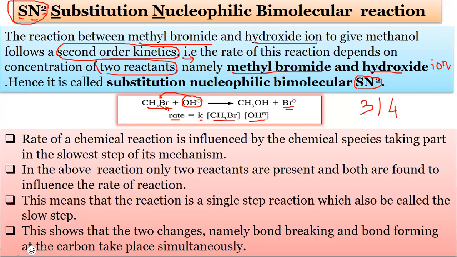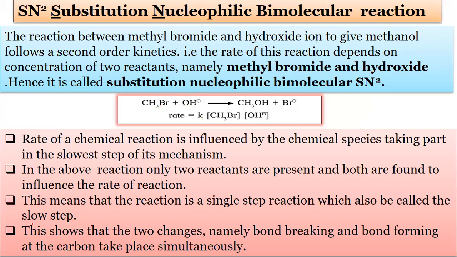So all of you understand why it is called the SN2 reaction? Because this is the second order kinetics. The rate depends upon the concentration of the two reactants.